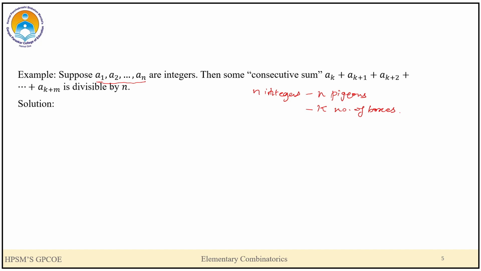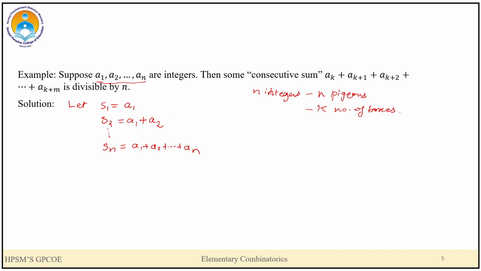For that, let us consider the sums. We are talking about the sums of these integers a1, a2 up to an. So let S1 denote the sum a1, that is it has only one value. S2 denote the sum of the first two integers, that is a1 plus a2. And this continues, let Sn denote the sum of the n integers, that is a1 plus a2 up to an.